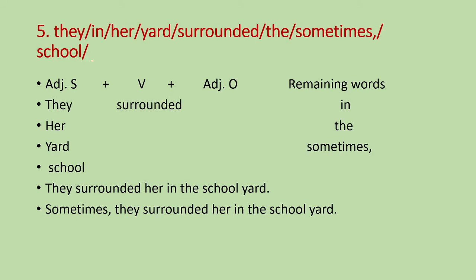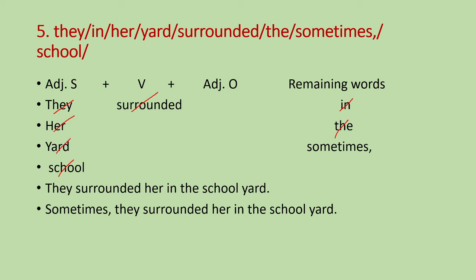The fifth sentence now. So you can write under subject, then under remaining words, "her" again in subject, "yard" under the subject, "surrounded" verb, "the" under remaining, "sometimes" you can write under remaining, "school" under subject. So they surrounded her. So we can begin our sentence like this. They surrounded her. Then there is "in" also. So let's cut what we are writing. They surrounded her in the schoolyard. So this we have written.